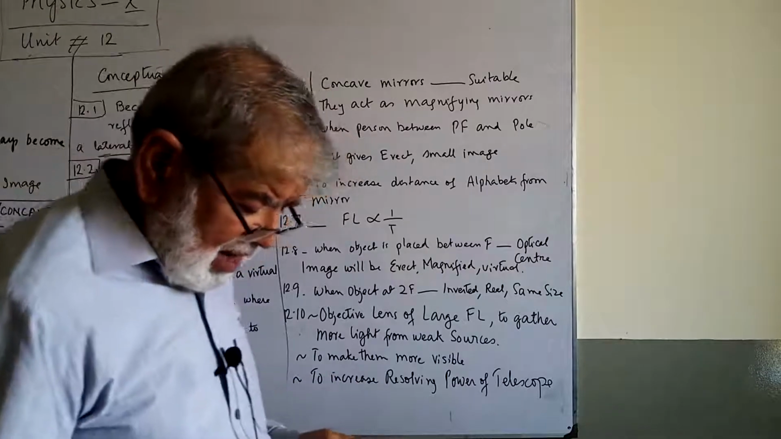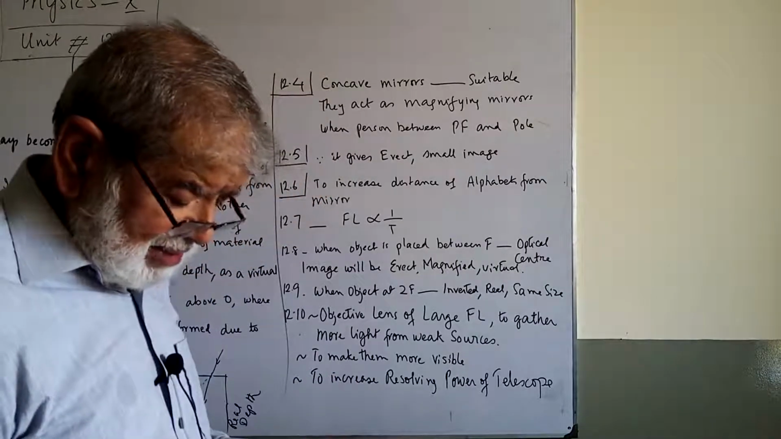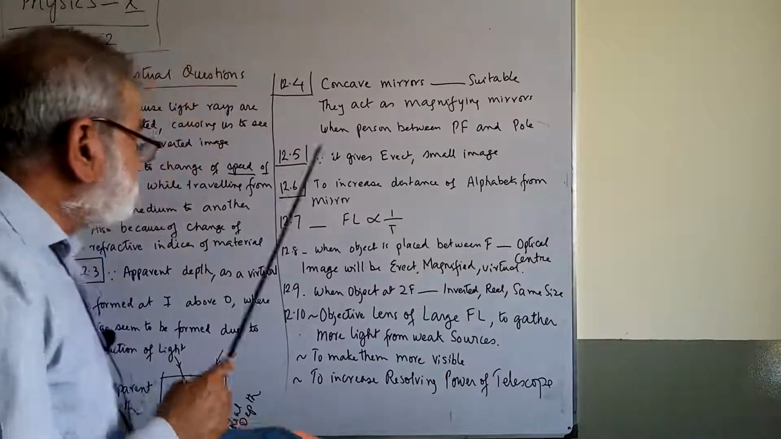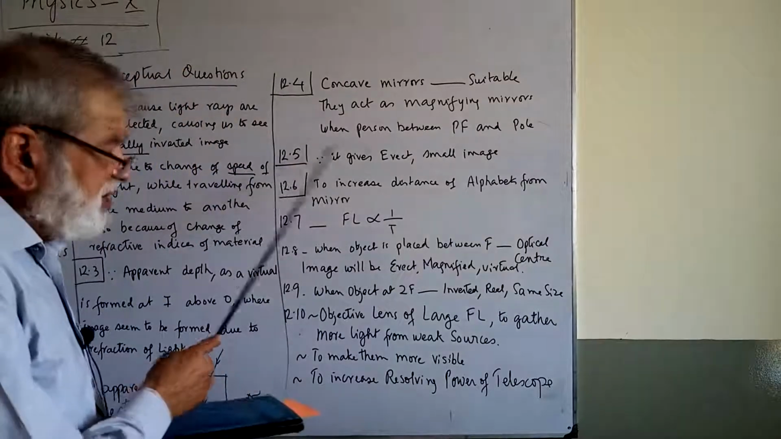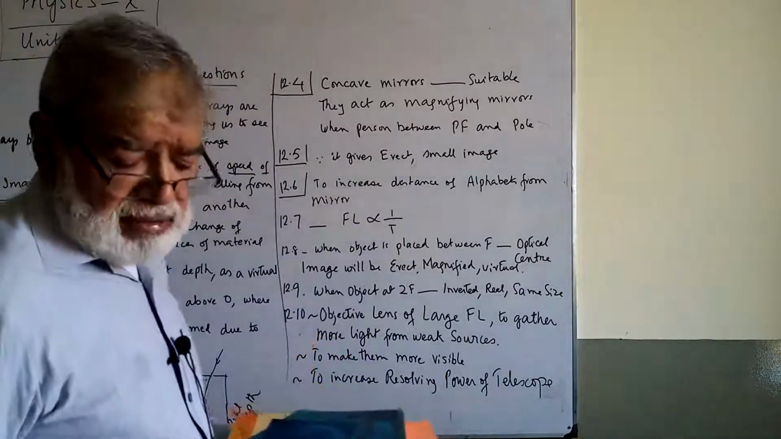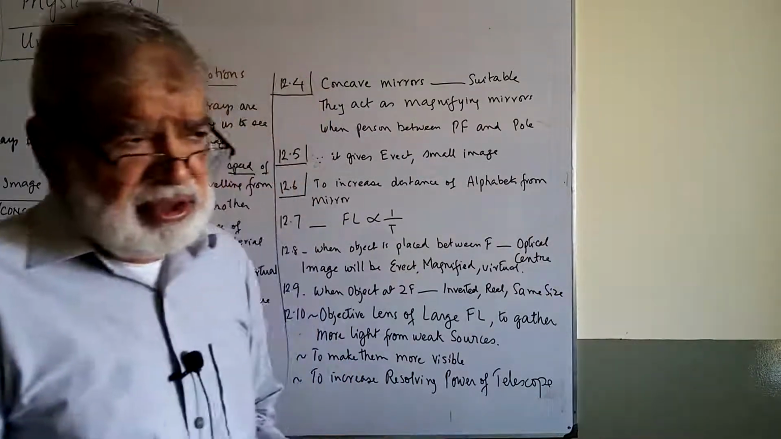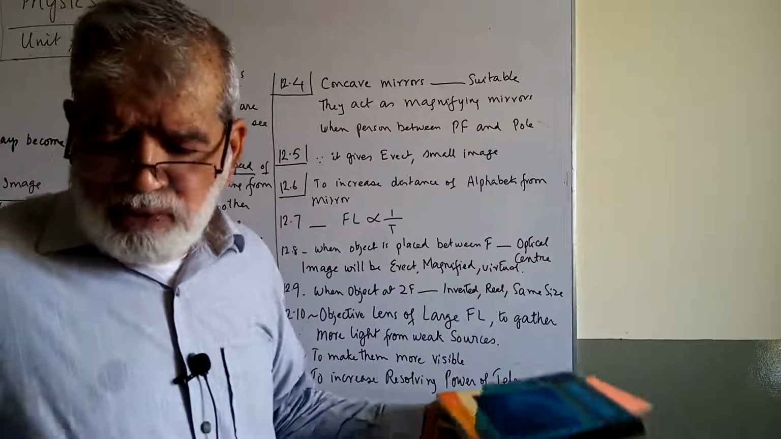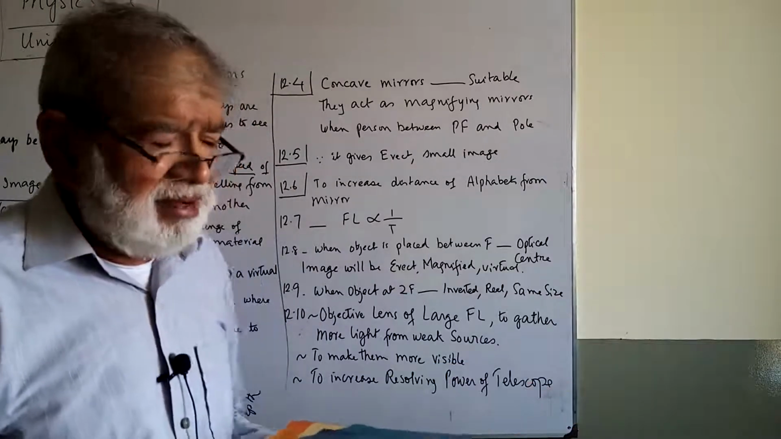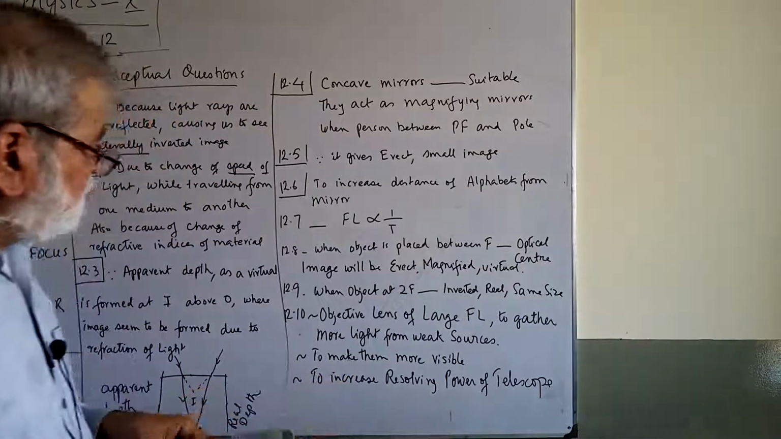12.5. Why are the driver's side mirrors in many cars convex rather than plane or concave? It is convex because it gives an erect and small image. What you need in the mirror is a wide view of objects behind you, and you want to see them erect. So that is why it is used.